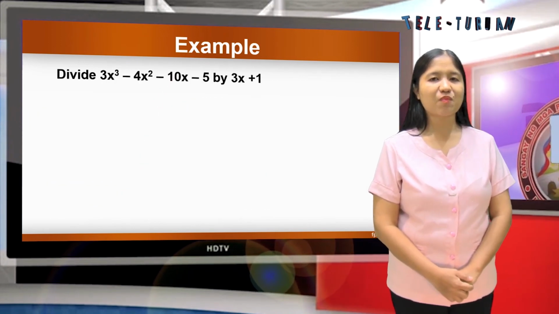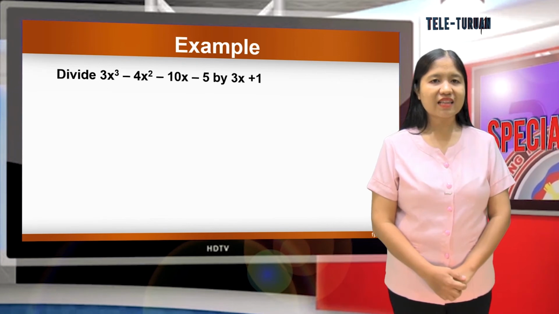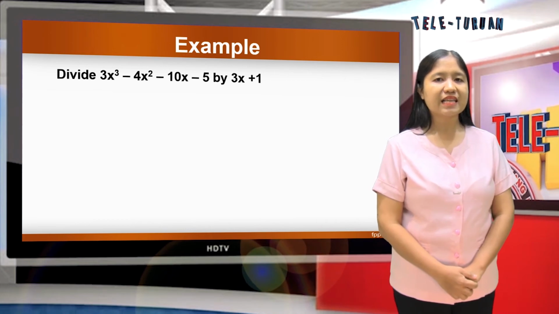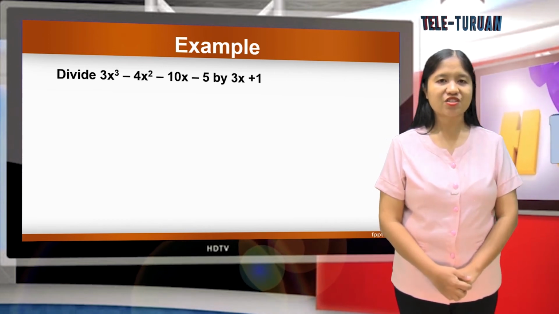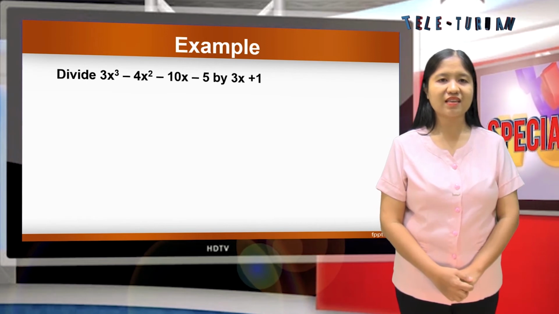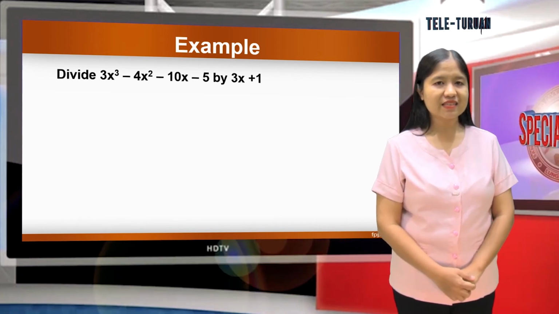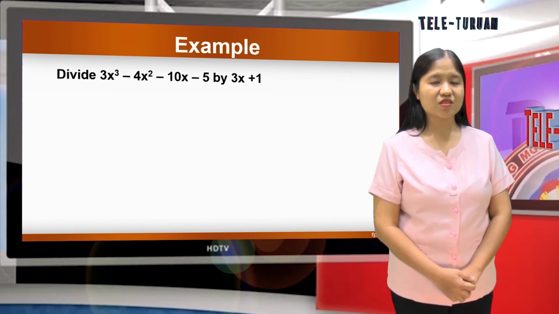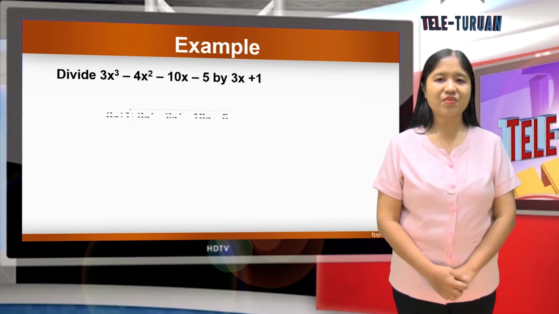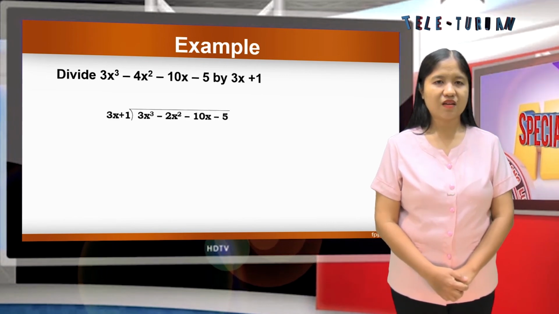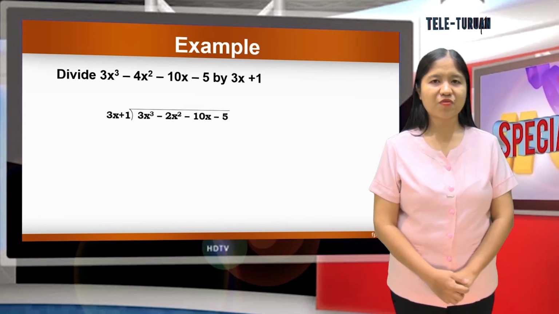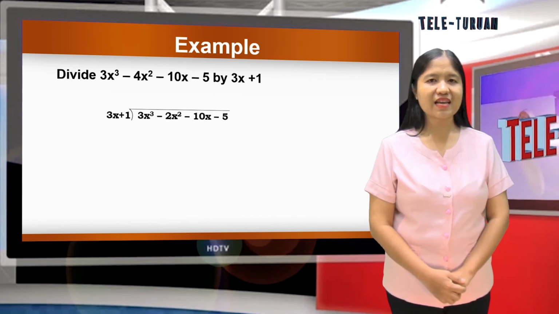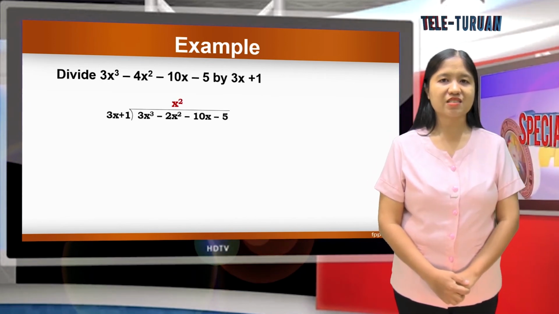Now, let us have an example in polynomial. Divide 3x cubed minus 4x squared minus 10x minus 5 by 3x plus 1. First, check the dividend and the divisor if it is in standard form. Then, set up the long division by writing the division symbol where the divisor is outside the division symbol and the dividend inside it. Divide the first term of the dividend by the first term of the divisor. We have 3x cubed divided by 3x, and it is equal to x squared.